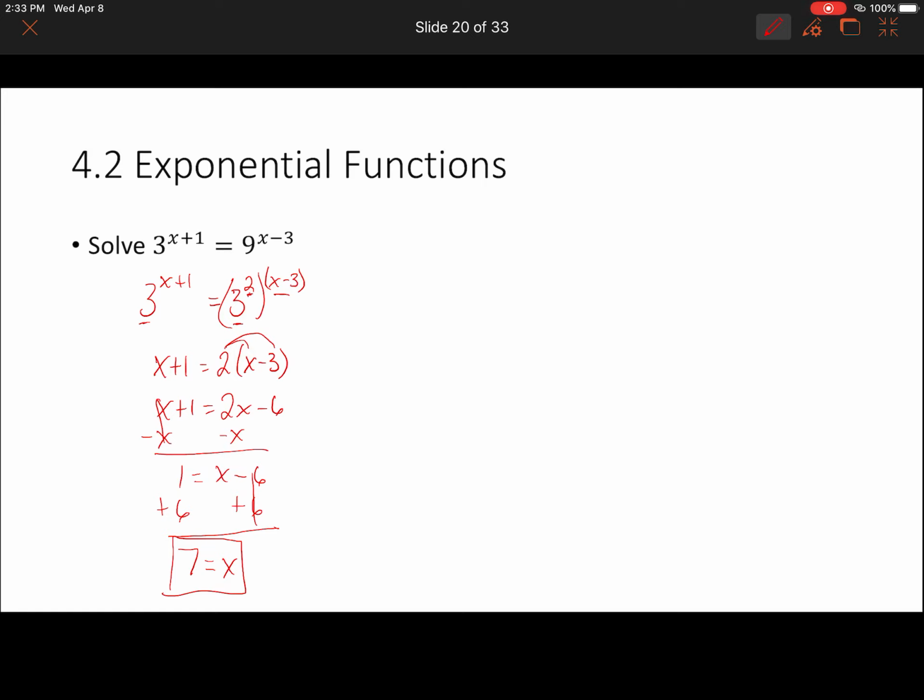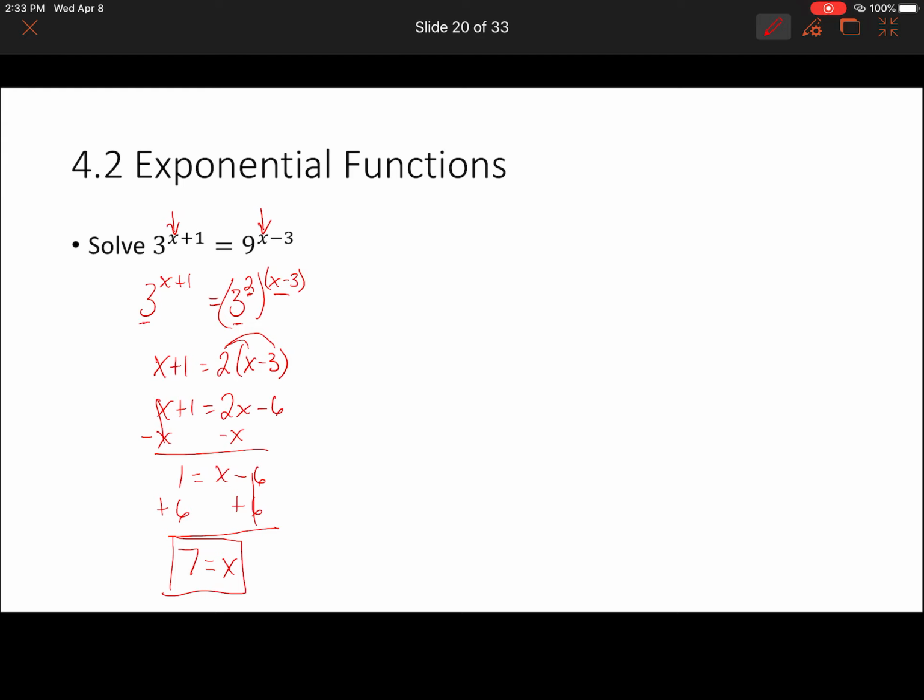Now, on each of these, you should be able to check these. If you take the 7 and put it back in for both x's, on the left-hand side, you should have an equation that's true, and on the right-hand side, you should have an equation that's true. I mean, when you put them together. So, put 7 in for this x, put 7 in for this x, and both sides should be the same number. And so, hopefully, it does give you a true equation if you were to check that.